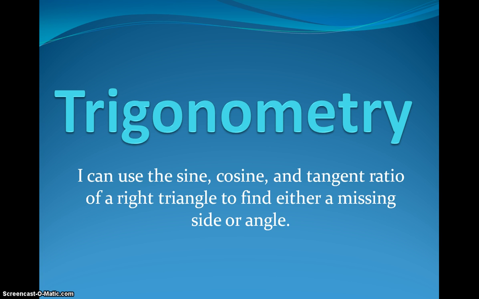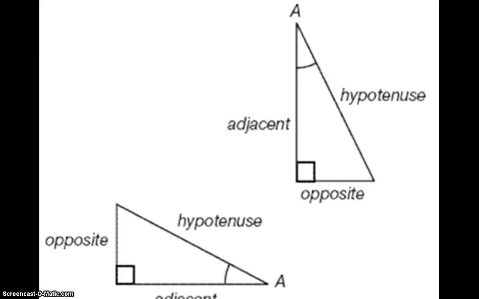And so we are going to begin by, let me tell you what the learning target is. So hopefully by the end of this you can say that I can use the sine, cosine, and tangent ratio, which you've learned from the previous video. You should know what those are, knowing that it's a right triangle to find either the missing side or the missing angle.